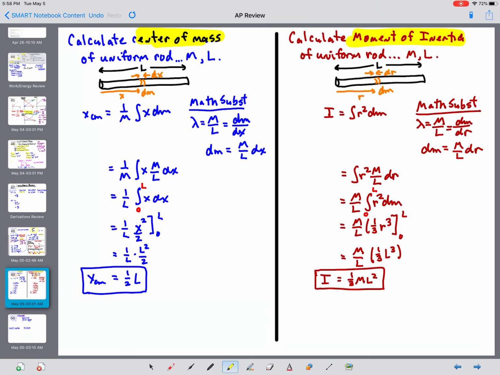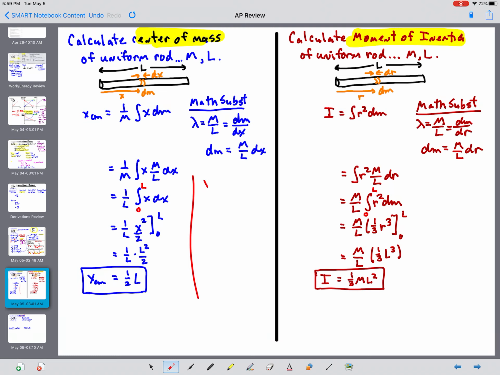On both ends we did mathematical substitutions with linear mass density, mass over length, or dm over dx or dr, solved down for dm, plugged it into the base equation, pulled out the constants, and then integrated, summing from one end of the rod to the other end of the rod for those dx or dr chunks, and arrived at the final equation: center of mass, point at which the object balances, uniform rod, it's in the center; moment of inertia, 1/3 mL squared.